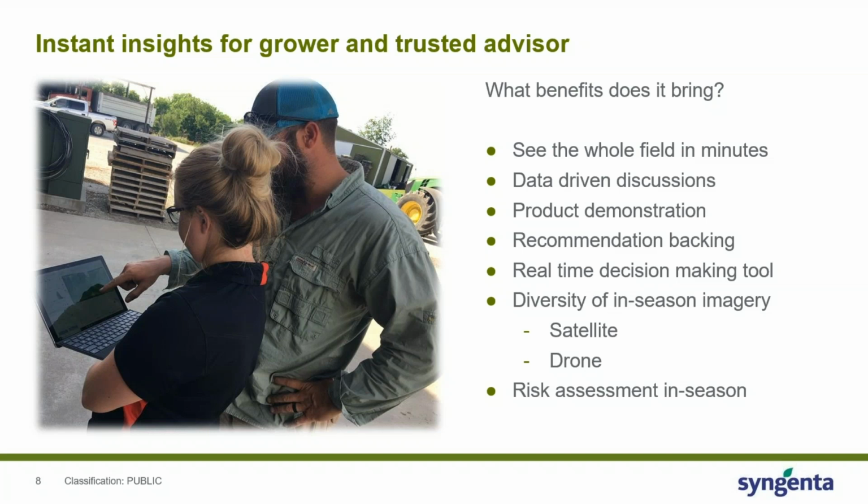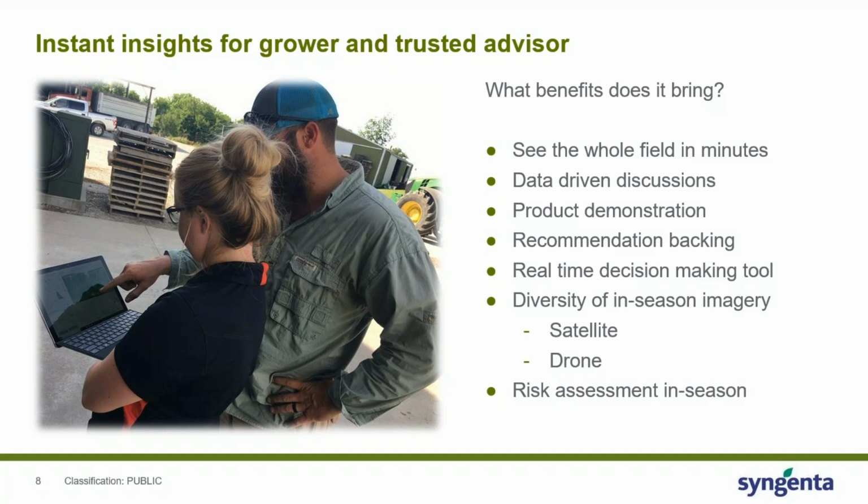And all of this combines together so that you can actually make a real-time decision rather than having to wait for data to come back that's being processed. You can actually make that decision there and then, at critical timings, and not have to wait for any imagery or information to come back. And also being able to have a diversity of in-season imagery. One of the issues with satellites is the frequency that they fly over the field, and also the issues with cloud cover. And drone helps to manage that risk and have more options to actually go out there and get that full field image.